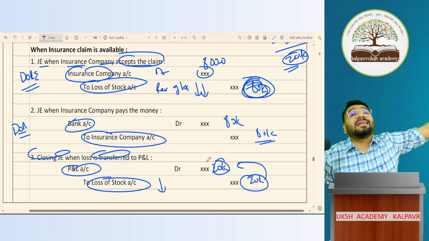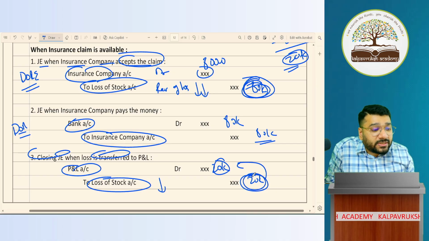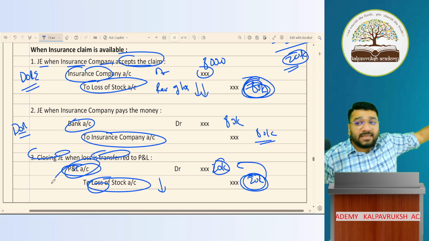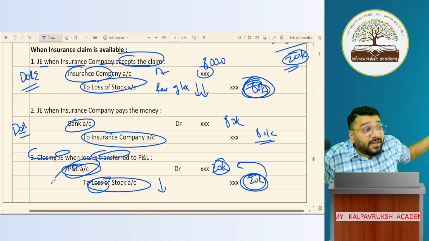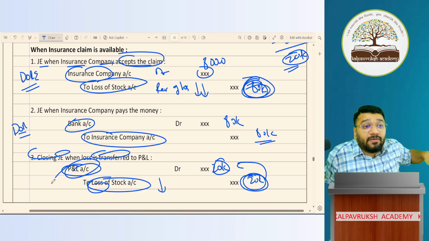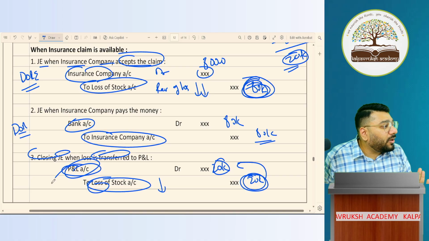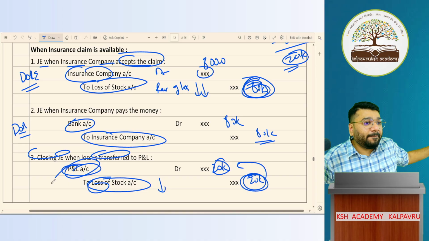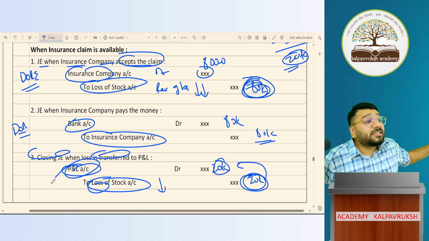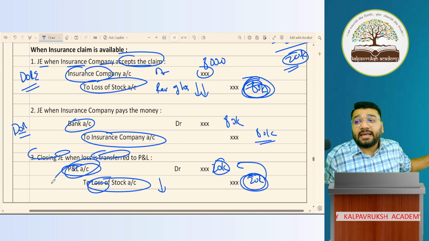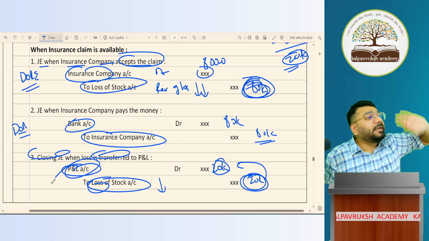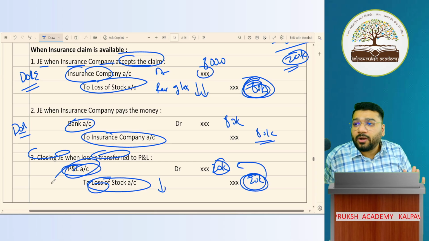You may feel this is a transfer entry because I'm transferring this 20,000 from loss account to P&L account. It is a transfer entry, but we have a more specific name for it, called a closing entry. Hence, we will not call this a transfer entry. It looks prima facie like a transfer entry, but here we have a specific name for such kind of transaction, which is called a closing entry. About closing entry, we'll discuss in depth at multiple places in future.